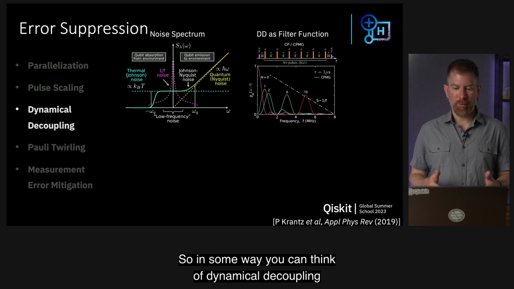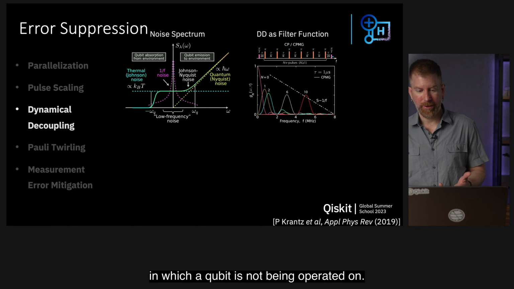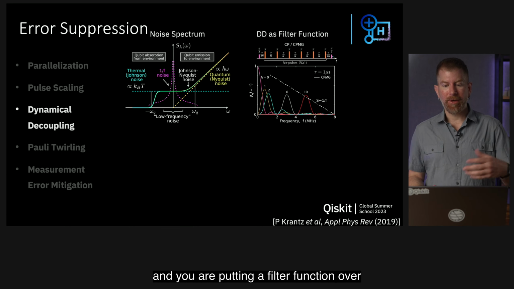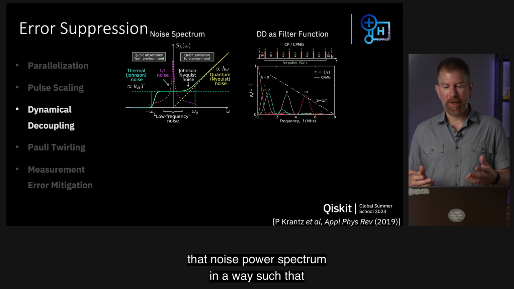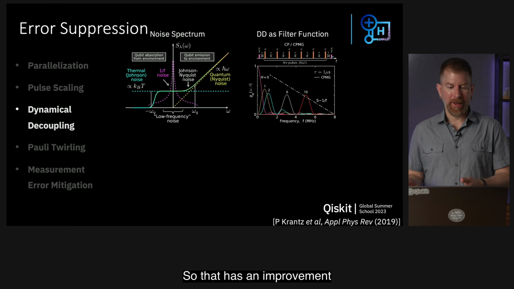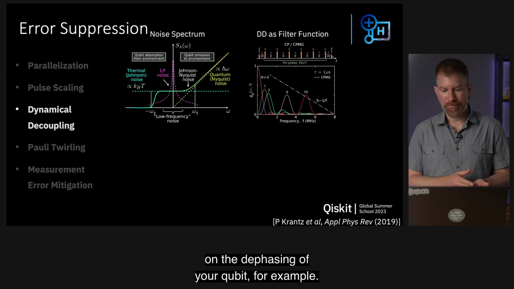So in some way, you can think of dynamical decoupling as an insertion of pulses during the idle time in which a qubit is not being operated on. It is just susceptible to this noise spectrum. And you are putting a filter function over that noise power spectrum in a way such that you can null certain frequencies of noise. So that has an improvement on the dephasing of your qubit, for example.